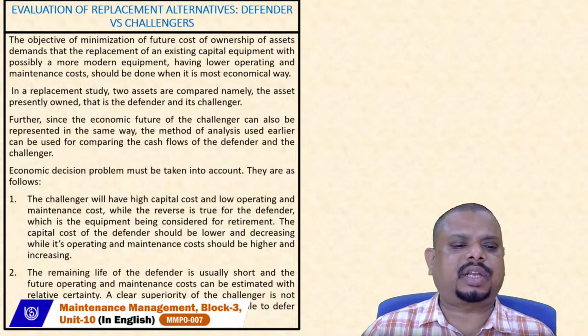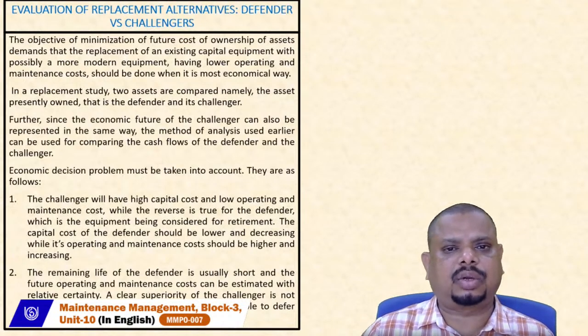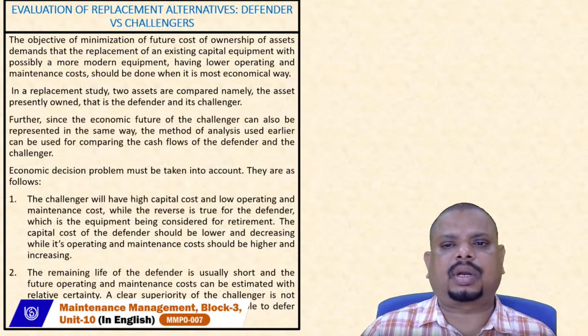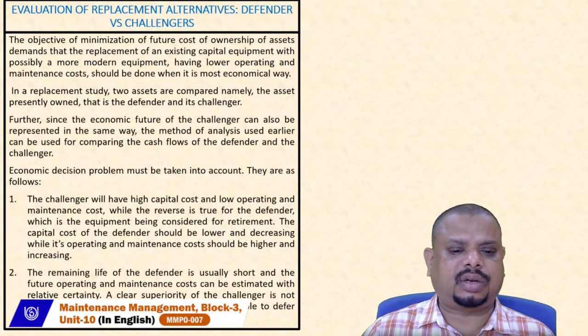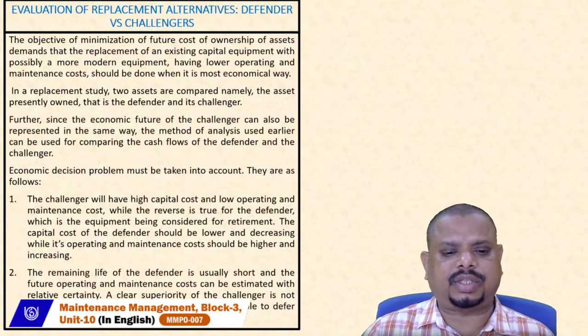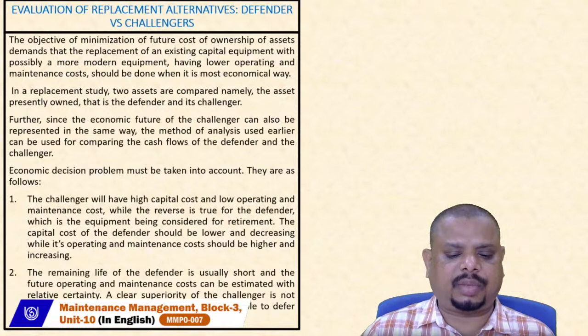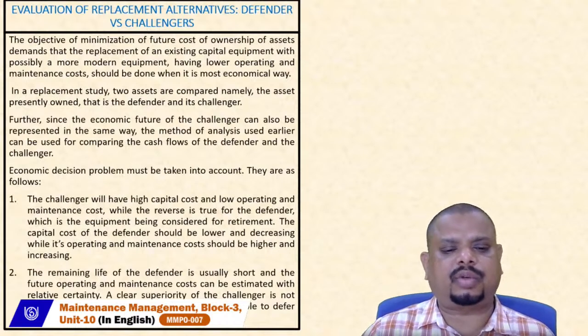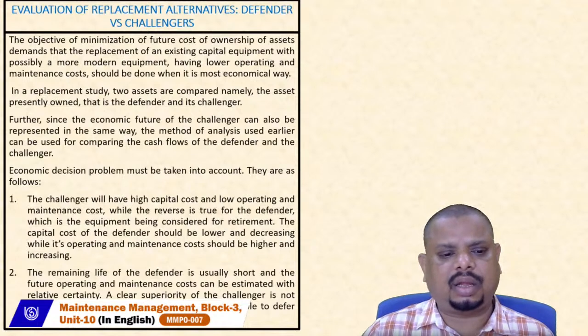So the challenger is basically focused upon high capital cost, lower operating cost and maintenance cost. But the defender basically focuses upon the equipment that is considered for the retirement of the machines or equipment, and the defender focuses on decreasing or lowering the operating and maintenance cost. If required, they may go for hiring or increasing the operating and maintenance cost.